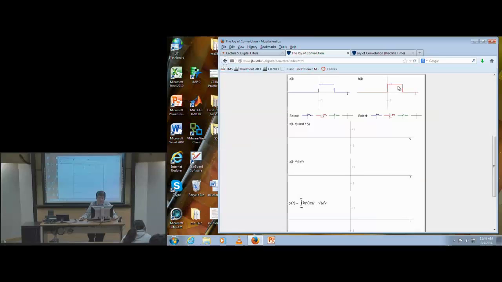The impulse response is a rectangular pulse. What's the frequency response look like? It's a shifted sinc. What's the magnitude response look like? Low pass, high pass, band stop? Low pass? Low pass. Good job.